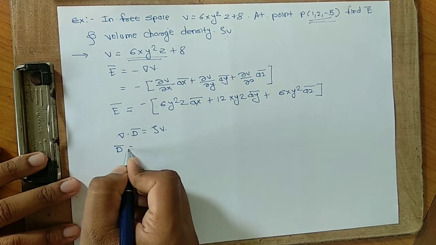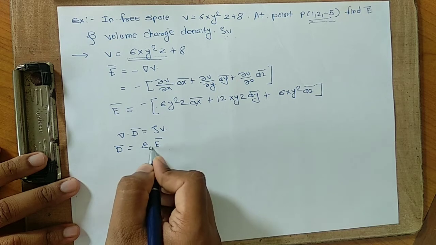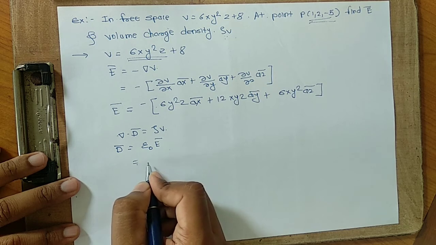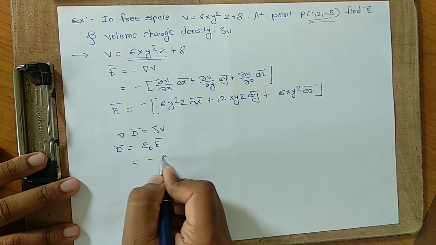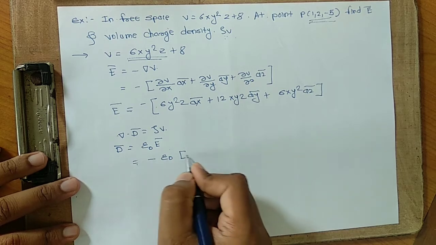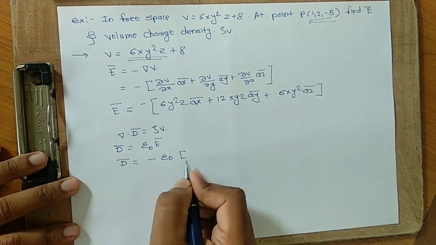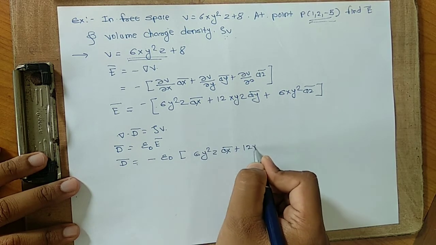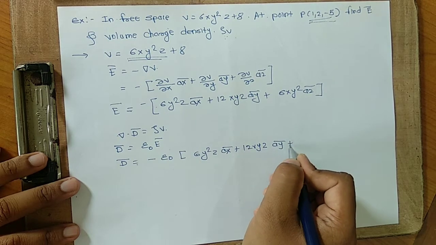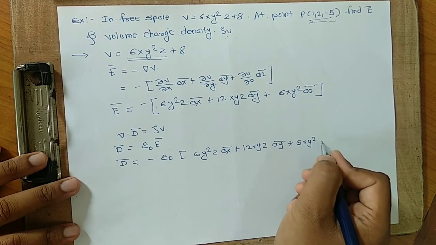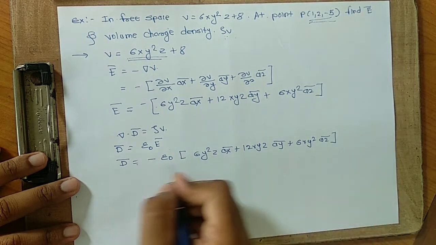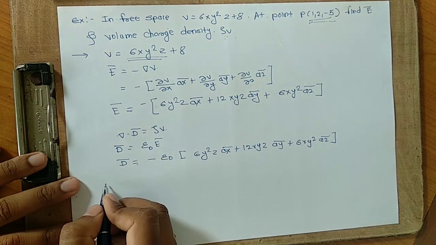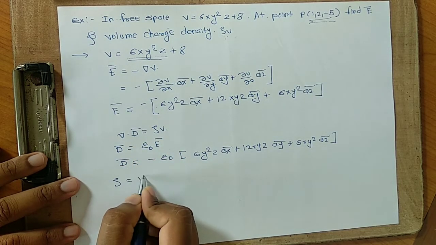D bar is equal to epsilon of E bar, so epsilon 0 because it is in free space. So just you have to multiply with the minus, that is E bar. I will write this: D bar is minus epsilon 0 times 6y square z ax bar plus 12xyz ay bar plus 6xy square az bar. Okay, so that is D bar. Now the formula you have to use is del dot D bar, so rho v is equal to del dot D bar.